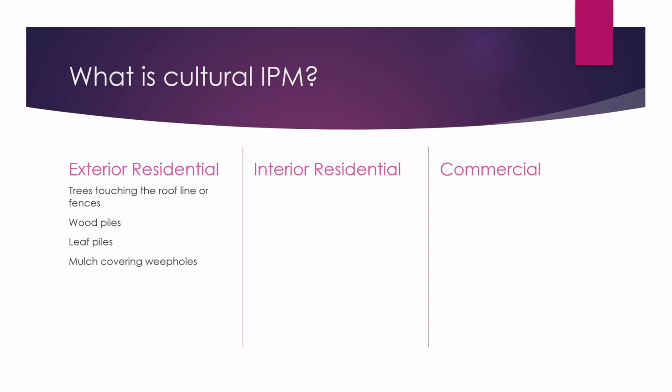So, exterior residential. This is going to look like trees touching the roof line or fences, which can let ants, rodents, things like that access the house. Wood piles sitting next to the house. We look for carpenter ants, termites, or any other insect that could harborage in there, spiders, scorpions, all kinds of things. Leaf piles, mulch covering weep holes. We'll look for things like this, especially with leaf piles that are going to be like scorpions, millipedes, pill bugs, ants. Mulch covering weep holes can really hide ants, they can hide termites.